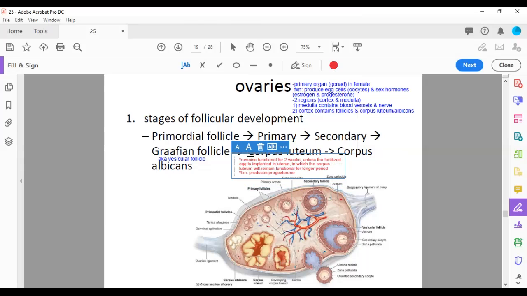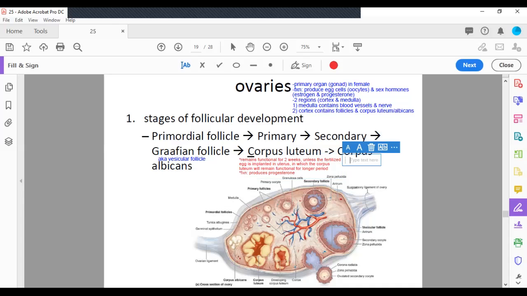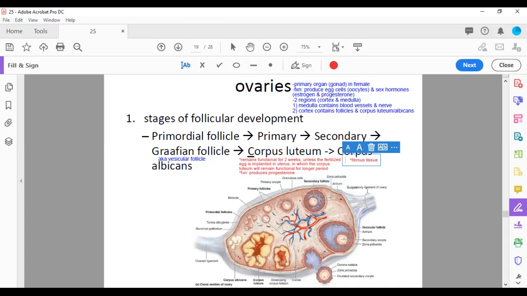So what exactly is corpus albicans? Well, corpus albicans is basically scar tissue or fibrous tissue. It's fibrous tissue formed as part of the healing process after the rupturing of the graafian follicle. So once the graafian follicle ruptures, the corpus albicans is the end product of it, which means it's this fibrous tissue.